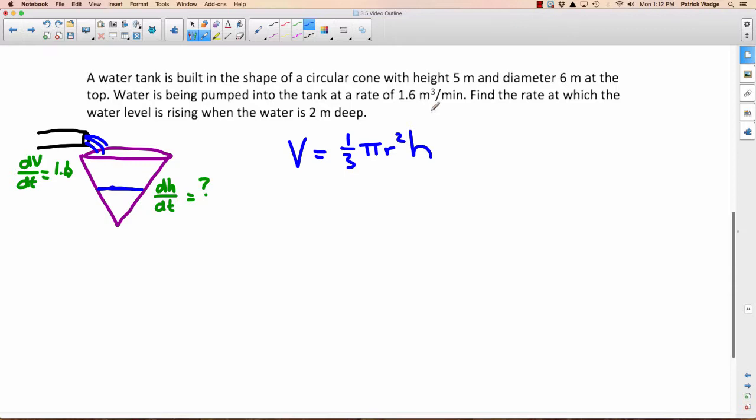But hold on a second. Look on the right-hand side here. How many unknowns are there? There's actually 2. You have the r and you also have the h. And you don't want to have 2 unknowns. Maybe I'll even just write that in there.